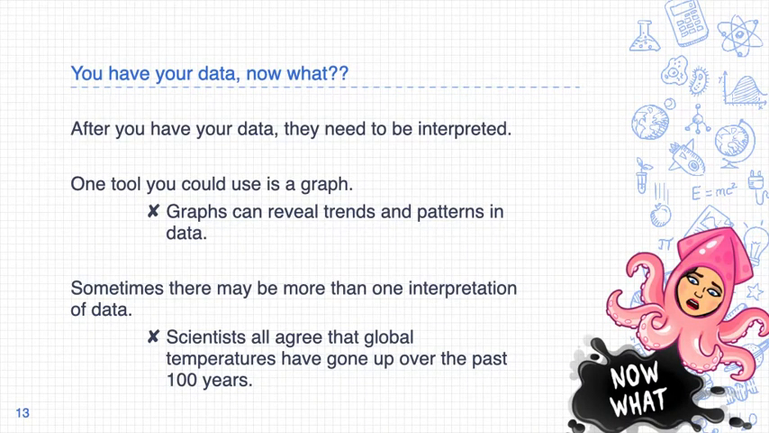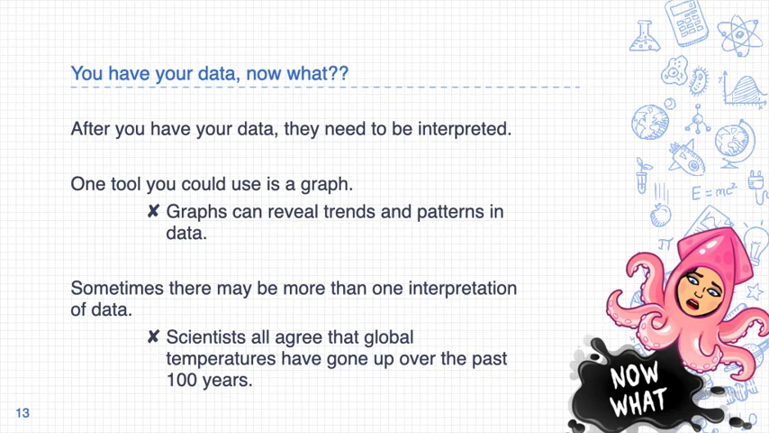So now you have run your experiment and you have your data. So now what do you do? After you have your data, it needs to be interpreted. One tool you could use to interpret your data is a graph. Graphs can reveal trends and patterns in your data.